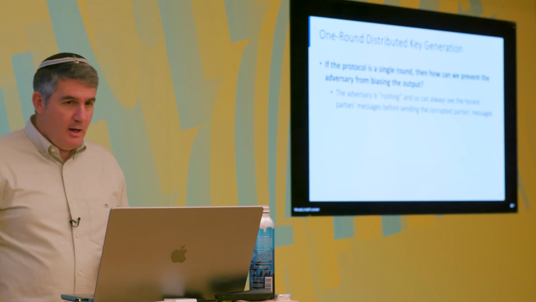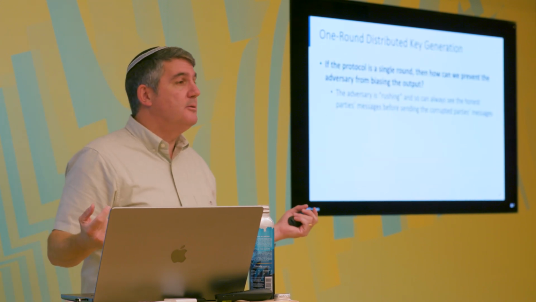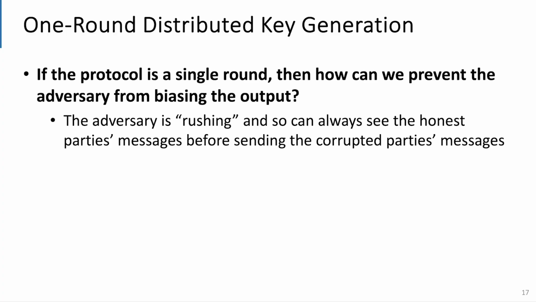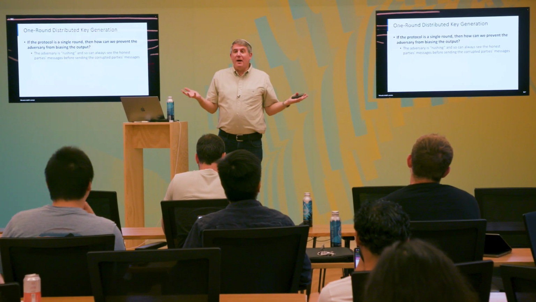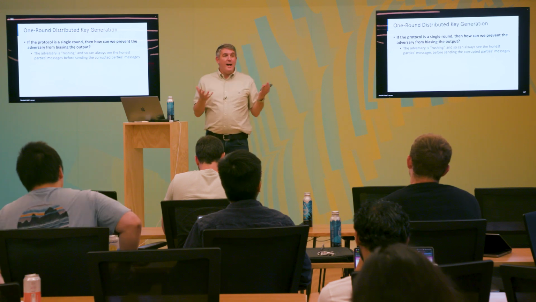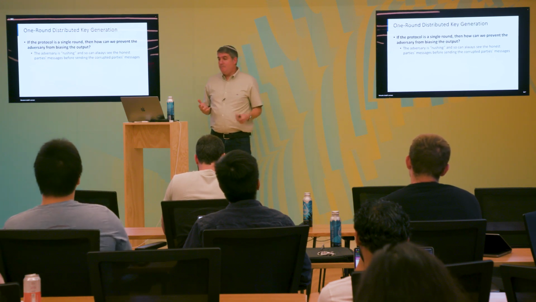Okay, how can we do it in a single round? It seems impossible to do in a single round because in a single round, the adversary will always see what the honest party sent beforehand. So if the adversary always sees what the honest party sent first, the adversary can always bias their output. So how can it be possible to do this in one round?